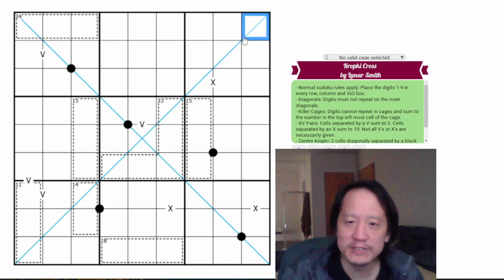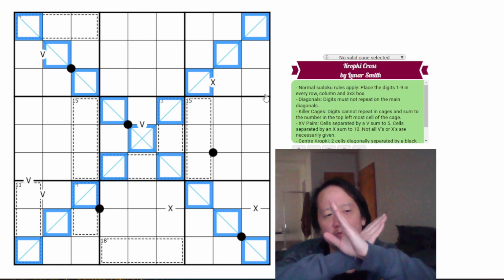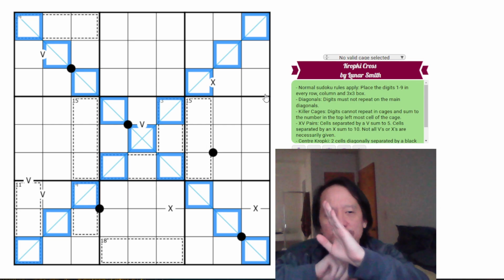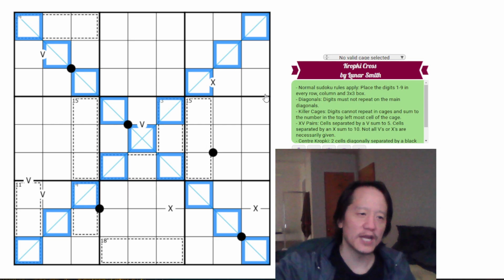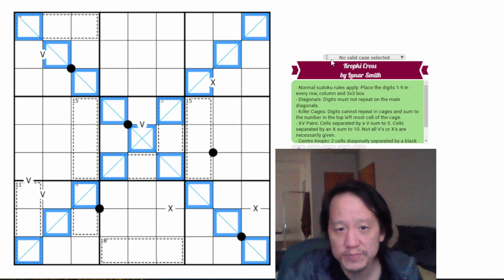Okay, digits must not repeat on the main diagonals. So you cannot have repeats on these diagonals. Now they're separate from each other, obviously, because they're crossing, but they have one digit in common. But you cannot have repeats on these diagonals along with normal Sudoku rules.